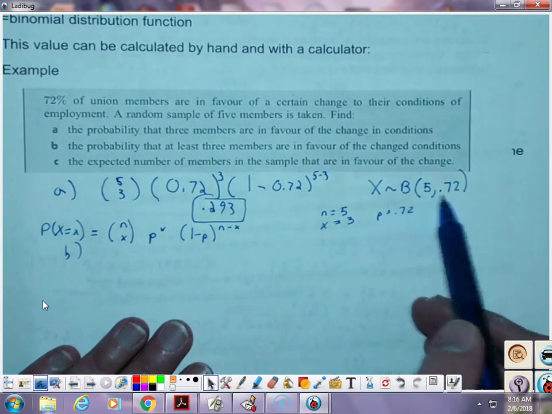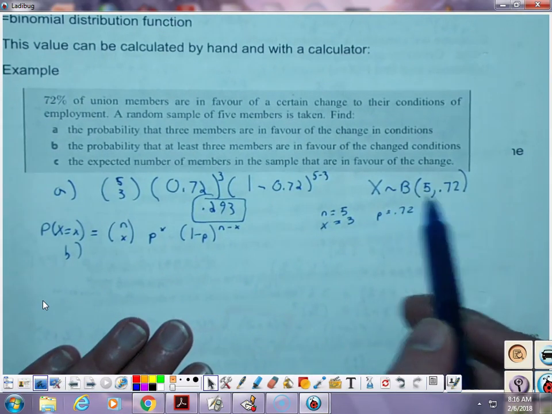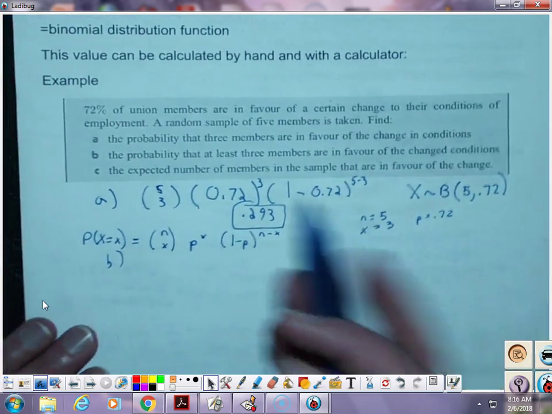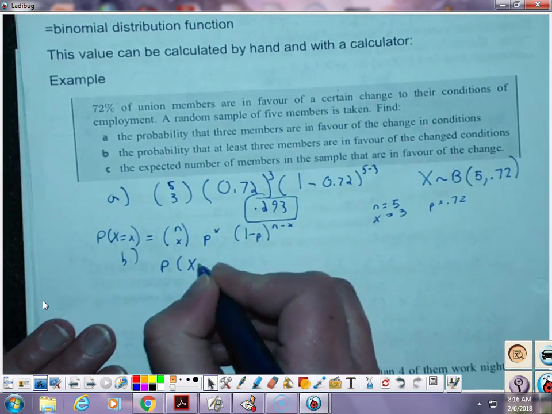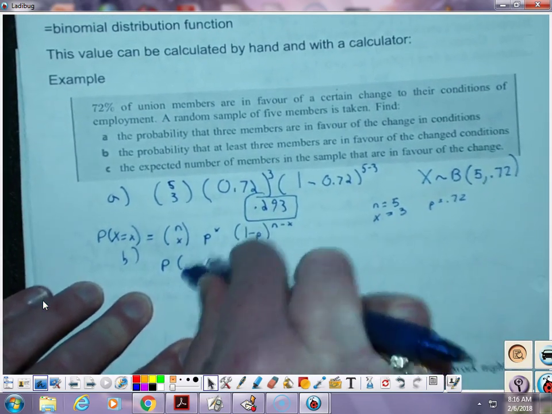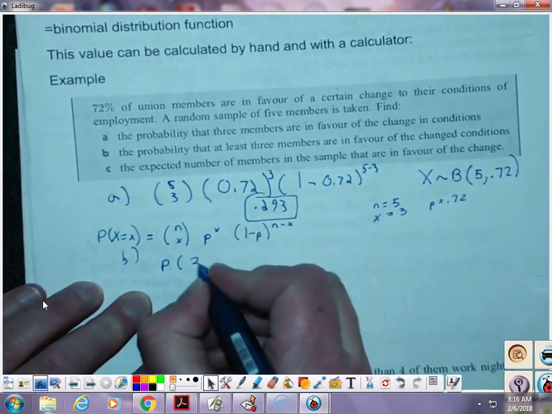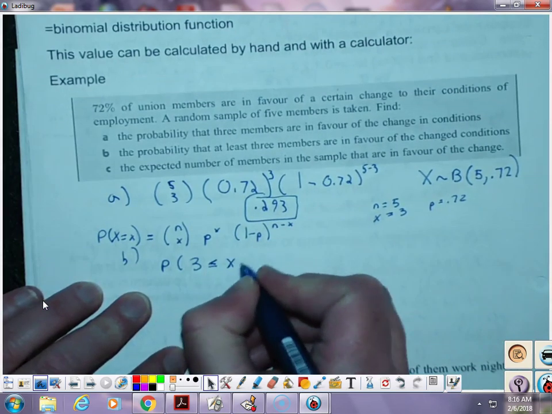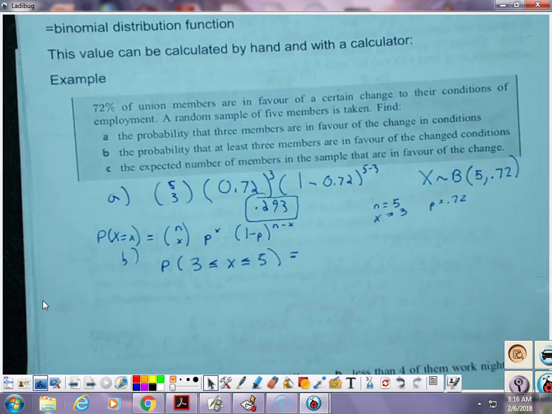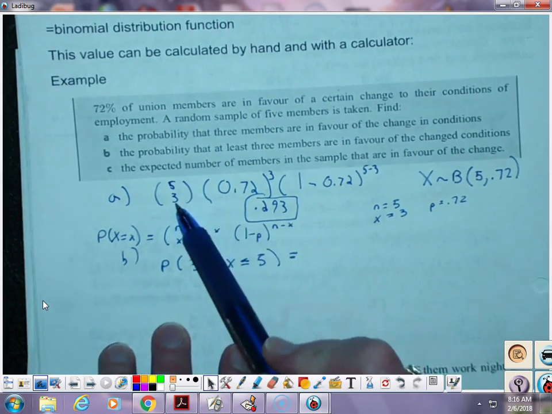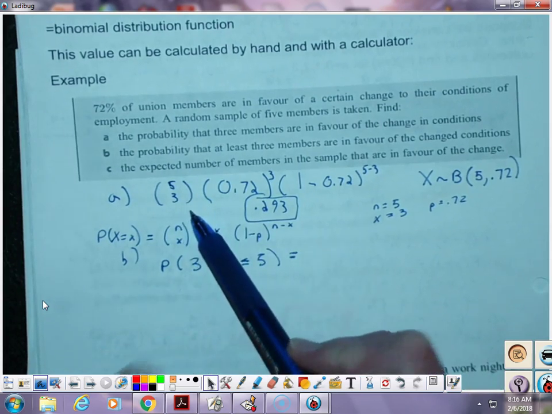Okay, it's important that you put this to get the marks that it's a binomial distribution, because the probability that at least 3 members, I would go ahead and say the probability, if it's at least 3, then it's going to be between 3 and 5. Because all you're going to have to do is do it on the calculator. Now, if you had to do it by hand, you would add up the probability for 3. You'd have to do this for 3, and then for 4, and then for 5, and add them all up.